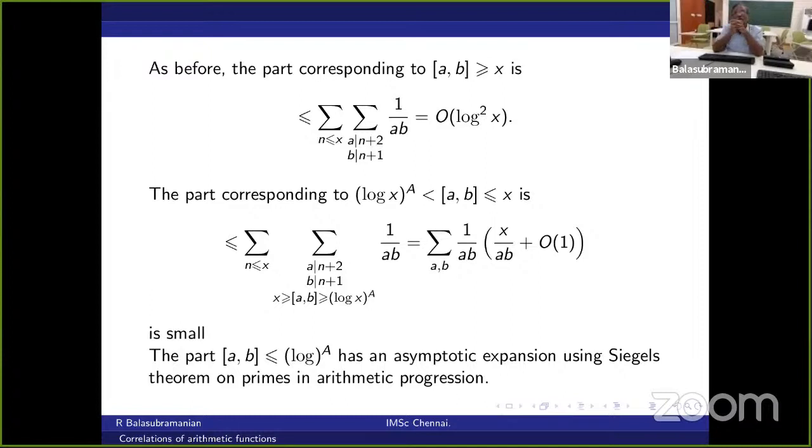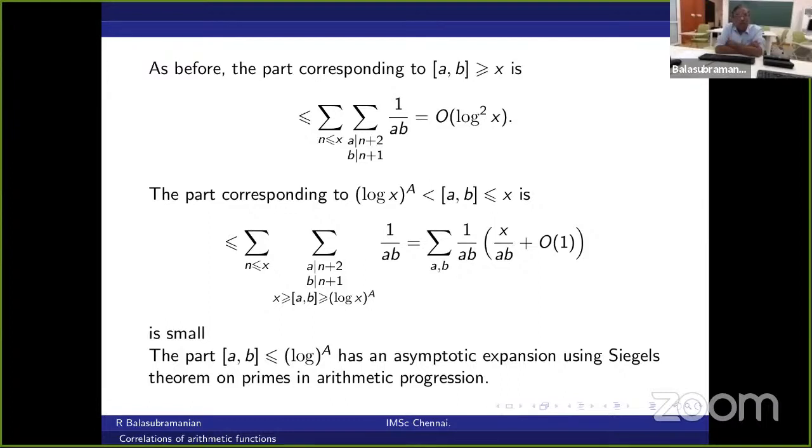And the part corresponding to the LCM of AB bigger than log x power a, that part you just write as the summation over n not exceeding x, a dividing n plus 2, b dividing n plus 1, the LCM of AB being bigger than log x power a and lesser or equal to x, of 1 over AB, which is summation 1 over AB. And then interchanging the summation, you get x over AB plus O of 1. And this part is also small, essentially because you are assuming that the LCM of AB, which is equal to the product AB, is bigger than log x power a. Since the product AB is bigger than log x power a, you can save any power of log x.